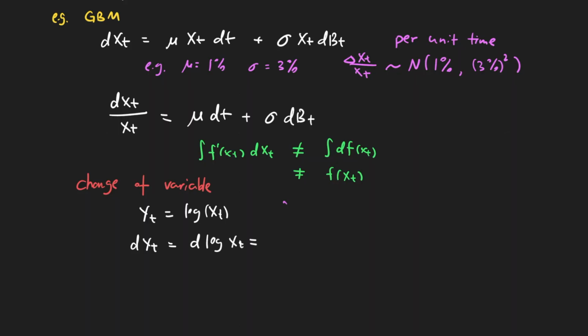Basically, our function f is log x, and let me write its derivatives first. We don't have any derivative with respect to time. The first derivative with respect to x is 1 over x. The second derivative is negative 1 over x squared.